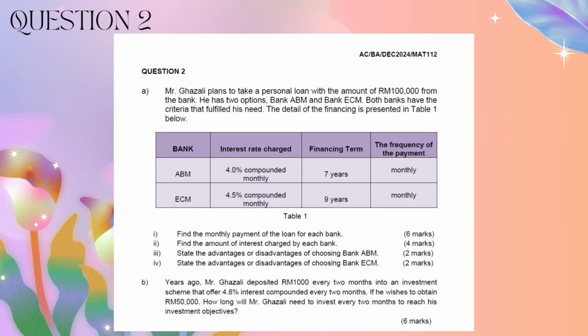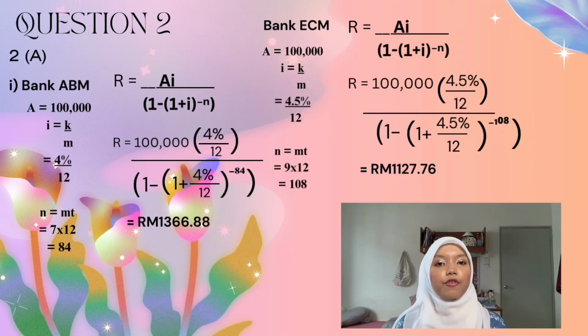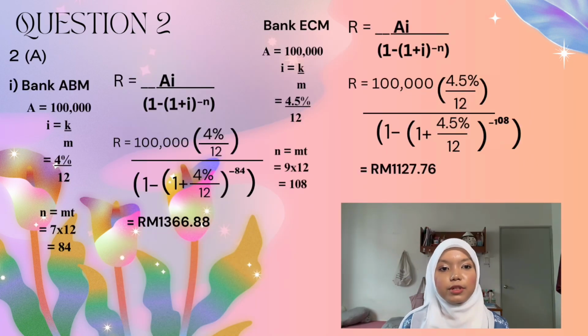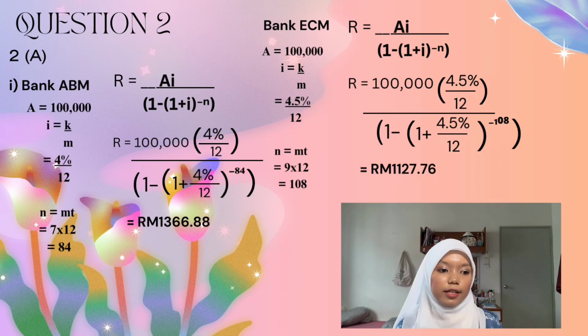Lastly, question 2 will be explained by Atiqah. For number 1, bank ABM, first we list out the information, and we will use the formula R equals Ai divided by 1 minus (1 + i)^-n, and the final answer that we will get is 1,366 ringgit and 88 cents. For bank ECM, the final answer that we will get is 1,127 ringgit 76 cents.